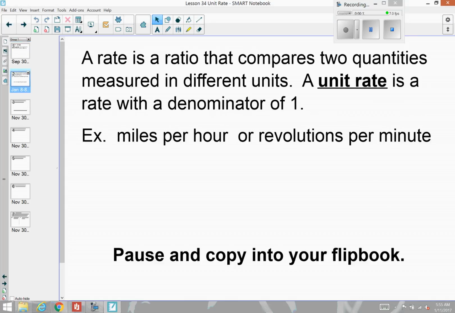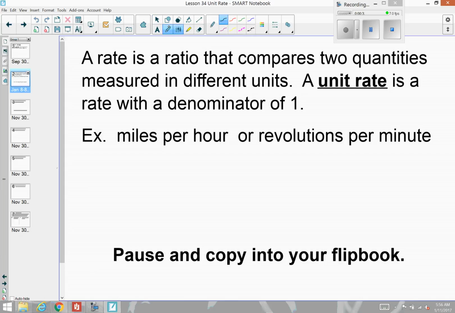So let's start off with our definition. A rate is a ratio that compares two quantities measured in different units. So a unit rate is a rate that has a denominator of 1. We're looking for how much, or the value, of one of the items in our situation.